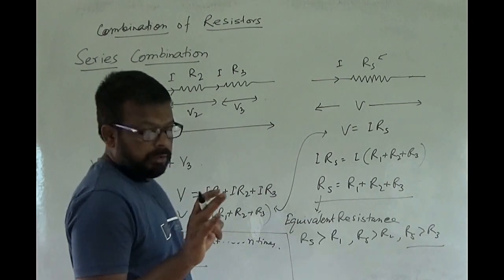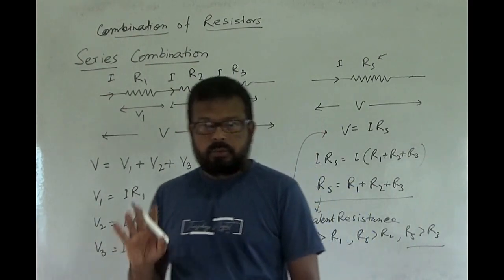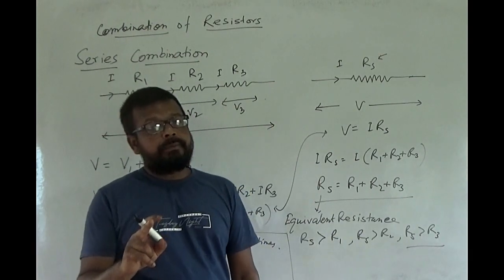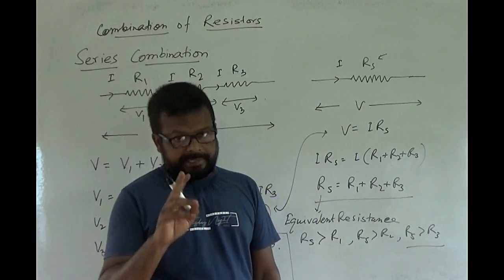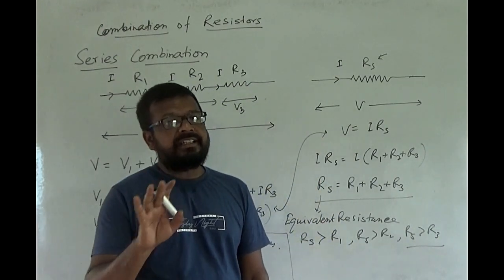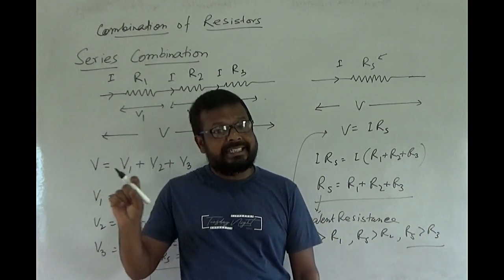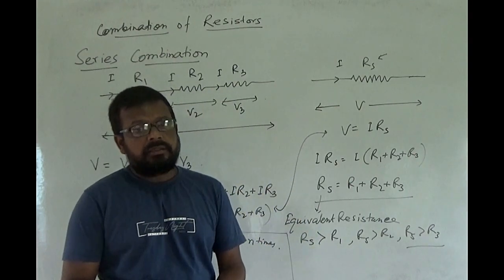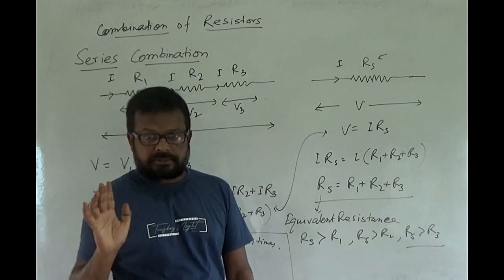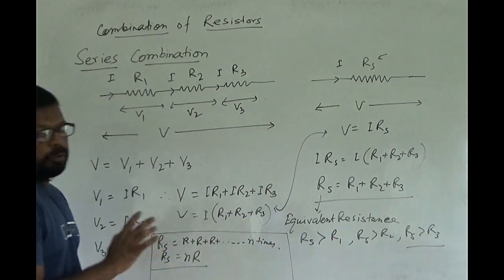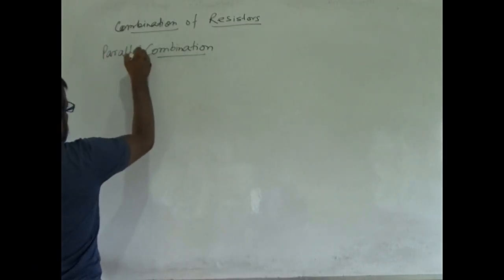Now, for series combination, you have to remember three things. One, the same current flows through each resistance. Second, the total potential difference is equal to the sum of the potential differences across each resistor. Number three, the equivalent resistance is equal to the sum of the individual resistances. These three things you have to remember for series combination. We will discuss the parallel combination next.